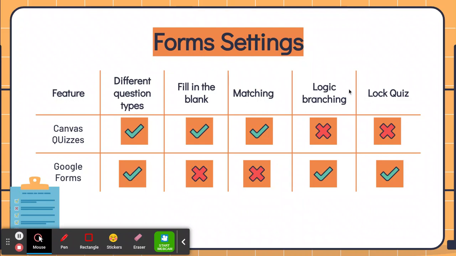Logic branching is something that I am about to go over with you in a few minutes, and that's not available in Canvas quizzes, but it is something that's featured in Google Forms. And the same for Lock Quiz: it is not available in Canvas quizzes, but it is available in Google Forms, and I just showed you that in the previous segment. So take a look at that just so you can think about what type of assessment you would use in either Canvas quizzes versus in Google Forms.